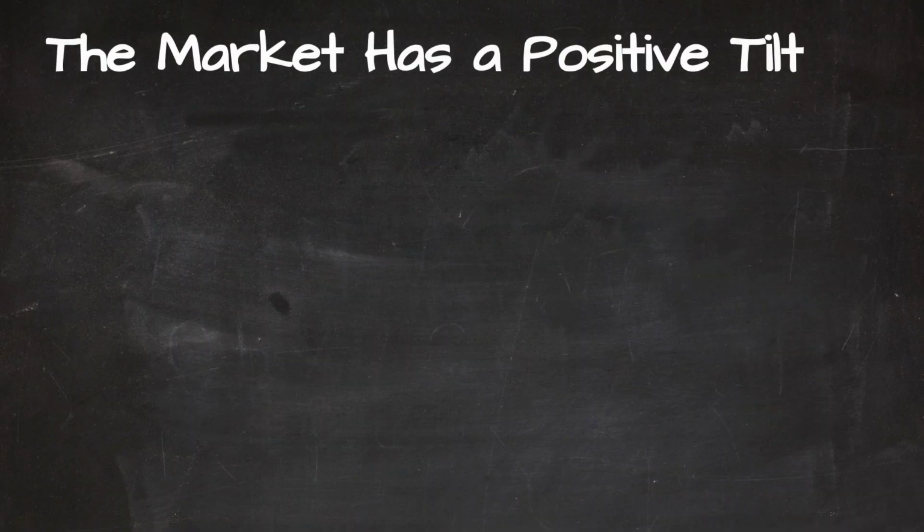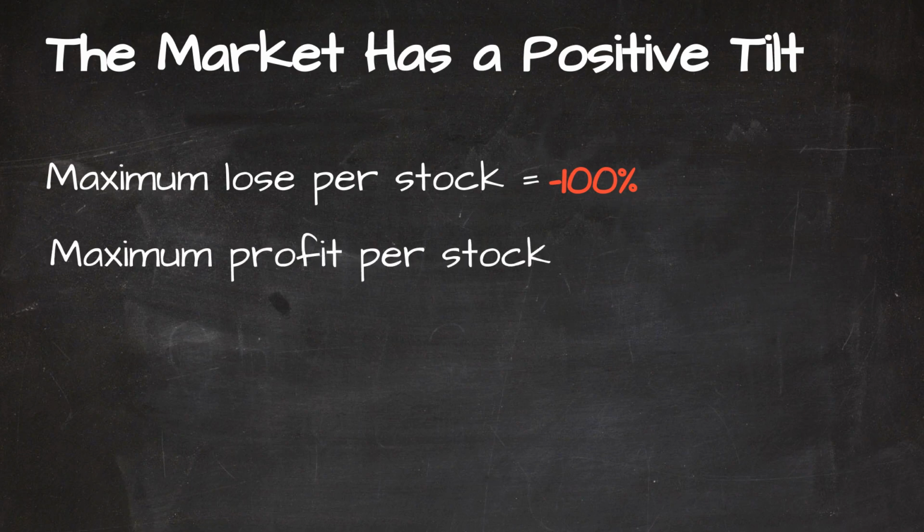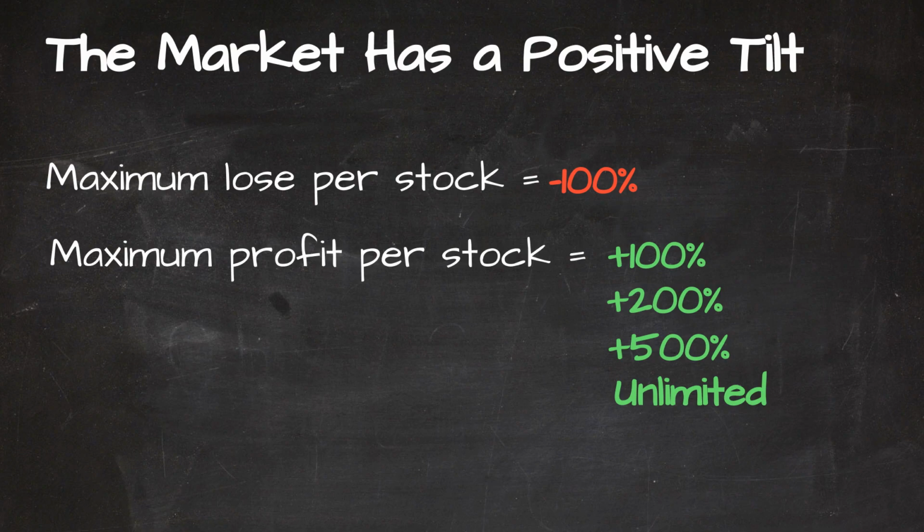Another reason why the market has a positive tilt is that if a company goes bankrupt, you lose 100% of your value. But if a company does well, the stock price can go up 100%, but it can also go up 200%, 500%. There's no limit. So the average of the market is likely to be higher.